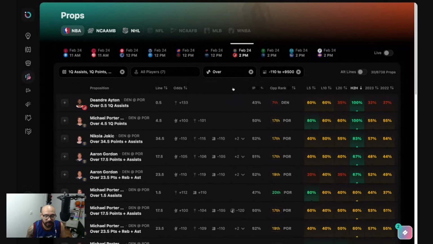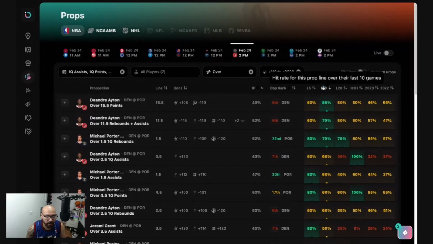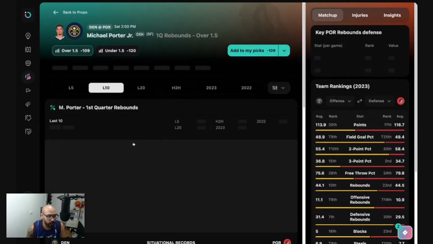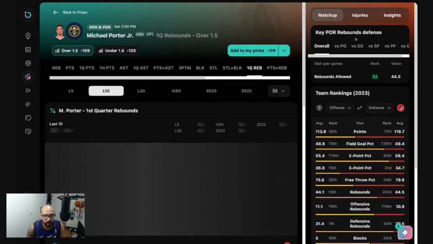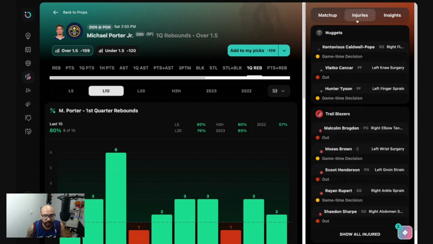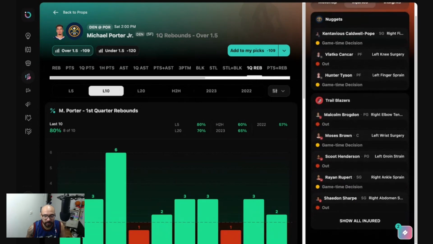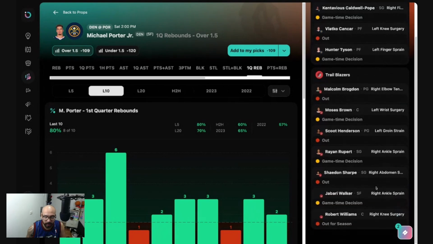It's the Denver Nuggets versus the Portland Trailblazers. What looks nice and green to me? This appears quite green. Michael Porter Jr. over 1.5 rebounds in the first quarter. But first, let's check the injuries. KCP is a game time decision. For the Blazers, Brogdon is out. Scoot Henderson is out. Shaedon Sharpe's still out. Jabari Walker's a game time decision.